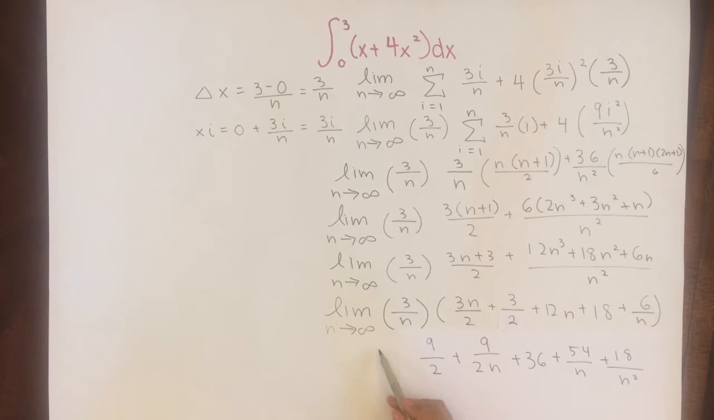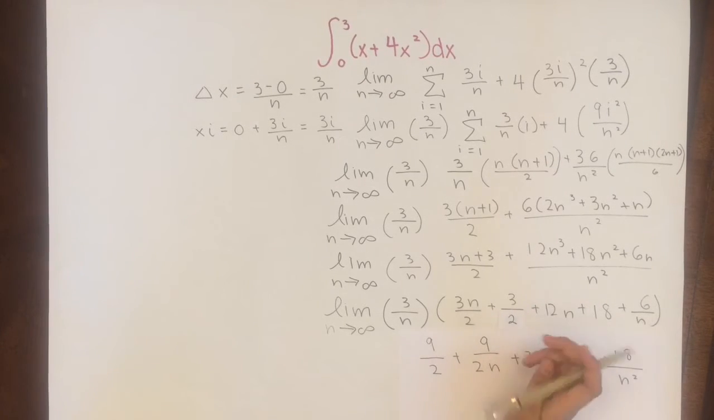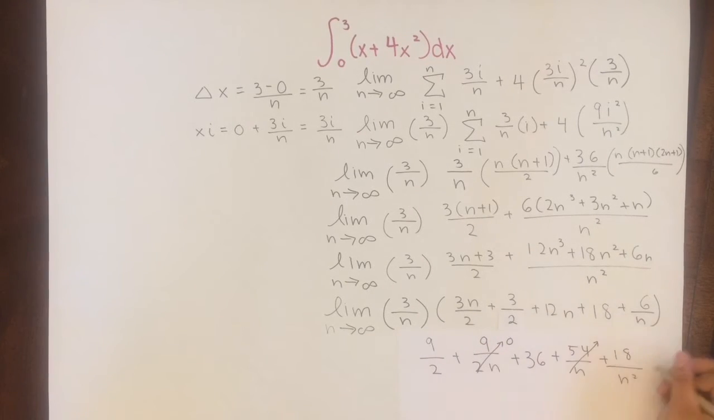And now we can start doing the limit portion of that, because we know that every time there is an n in the denominator where it goes to infinity, that will have to equal 0, because if you think about it, a number divided by infinity will equal 0 or will approach 0, because that is the largest number possible or impossible. So all of these will go to 0, and you end up with 9 over 2 plus 36, which in turn equals 4.5 plus 36, which equals 40.5.